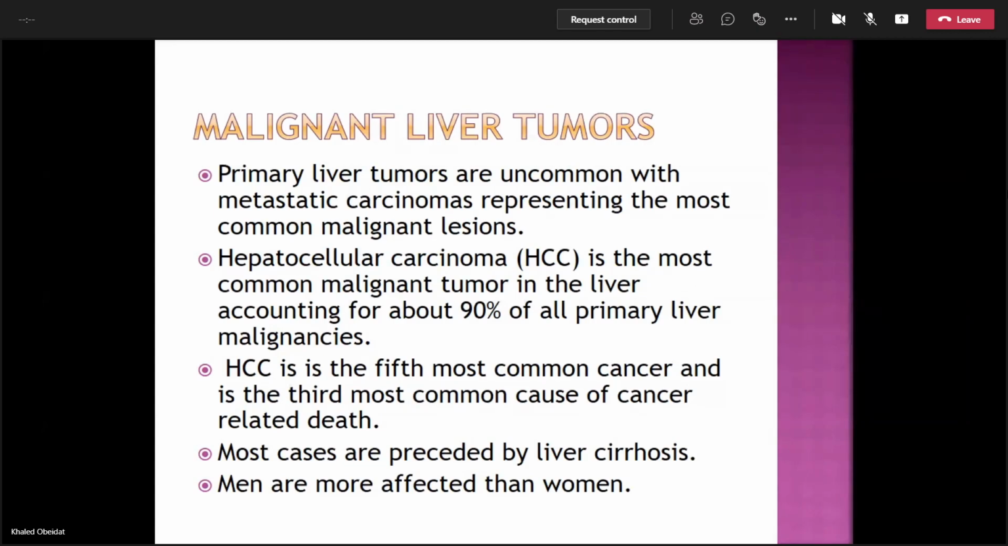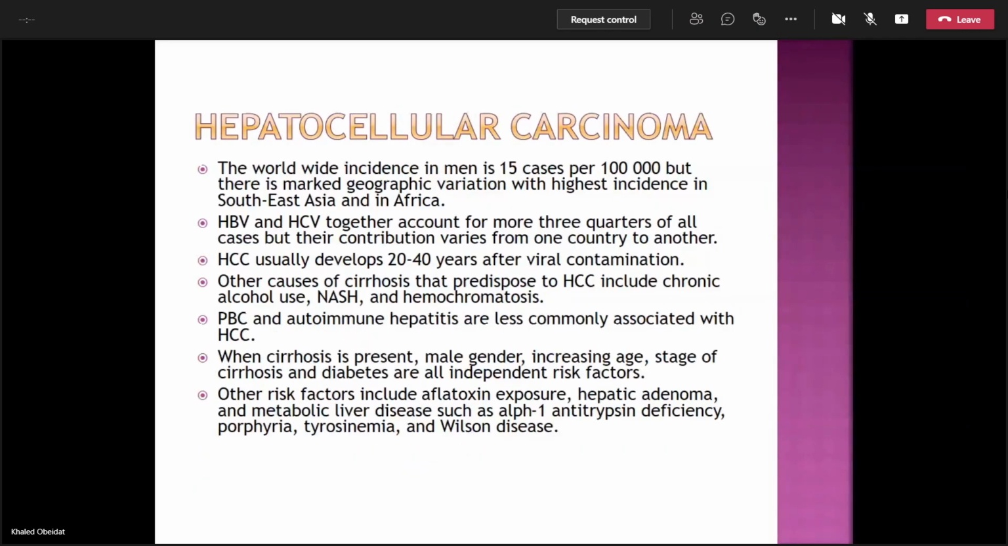As we said, they usually develop in cirrhotic people. Their incidence varies from one country to another, with the highest incidence in China, Southeast Asia, and certain parts of Africa.